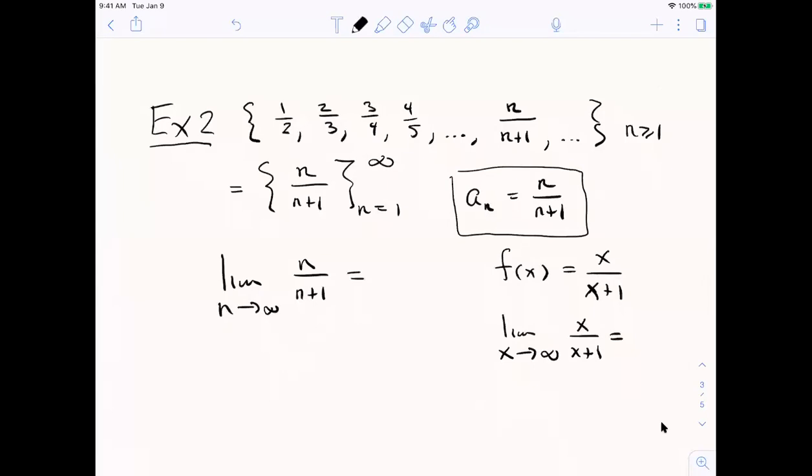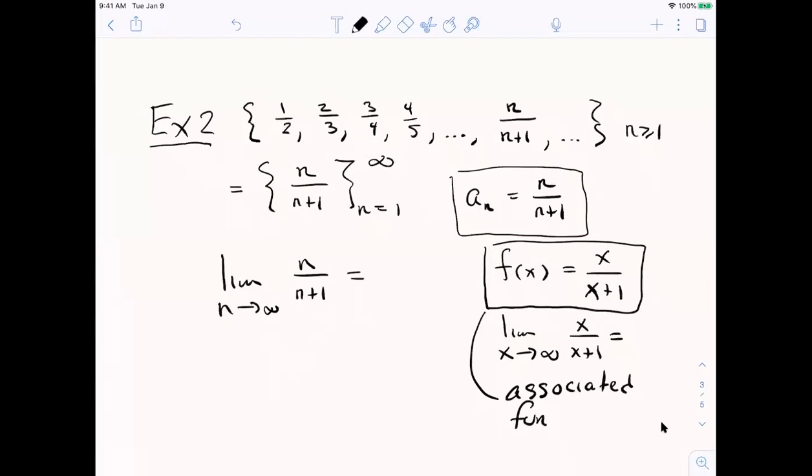That's actually a very powerful way to think about limits of sequences. I'm going to call it the associated function. The associated function is just the function where you let the variable vary continuously. And whatever happens to the associated function, the sequence has to do the same thing.